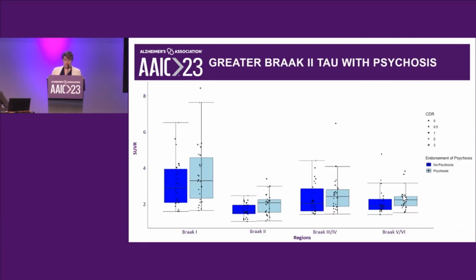So we started by looking at Braak regions. In dark blue on the left are non-psychosis participants, and in light blue on the right are the participants with psychosis. So Braak 1 is composed of the hippocampus and was found to be significant. Interestingly, previous studies found significant differences in later Braak stages, 3, 4, and 5, 6. But when we matched groups across CDR accounting for disease progression, there no longer appears to be a difference in these late stage Braak regions. So here, these two are not significantly different.